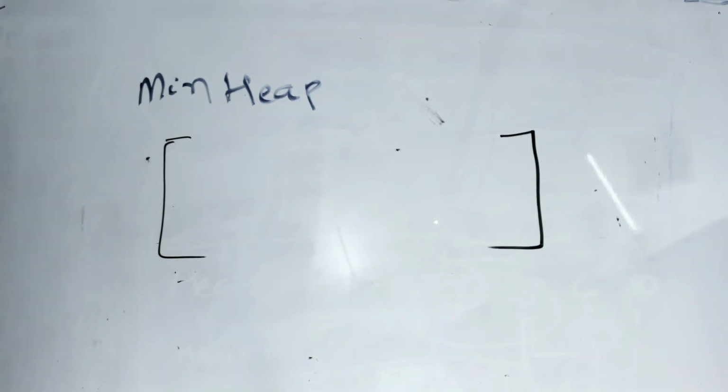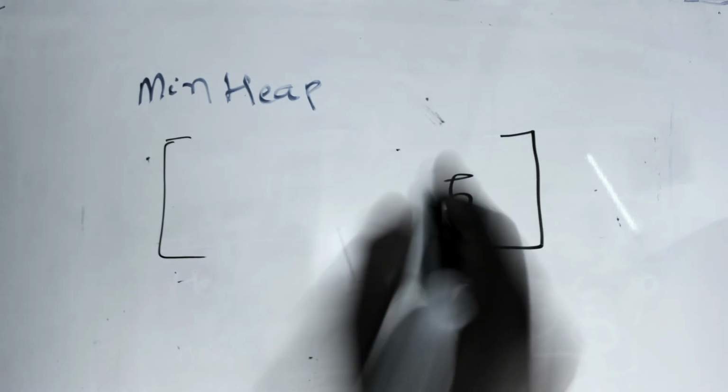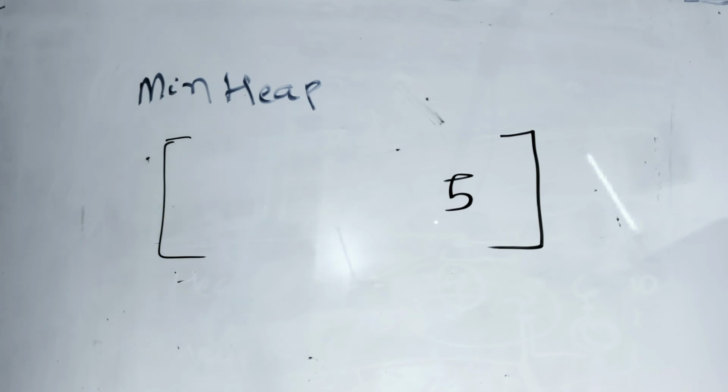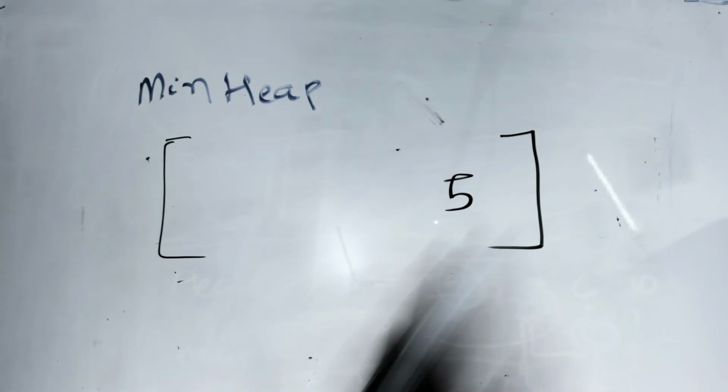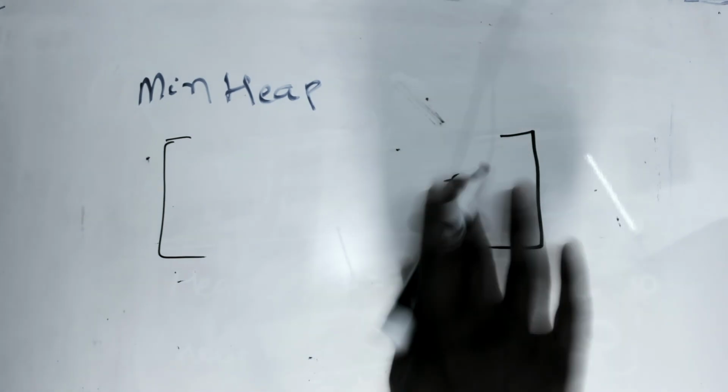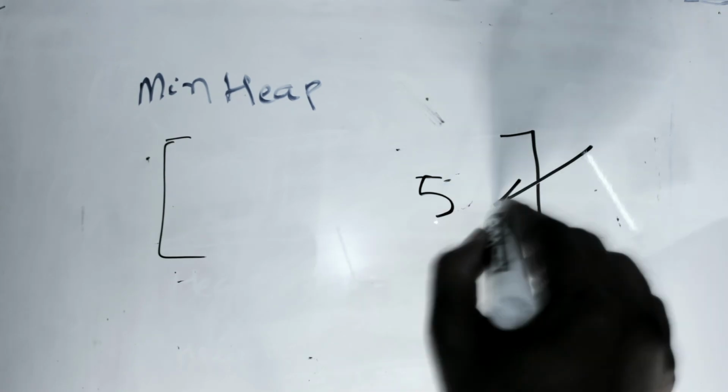For example, just consider a min heap. Min heap in the sense the minimum item should be at the top all the time. So it's an array, right? And just assume that we entered an item 5. So 5 is the only one item. Then we entered an item called 4. Now we inserted 4.